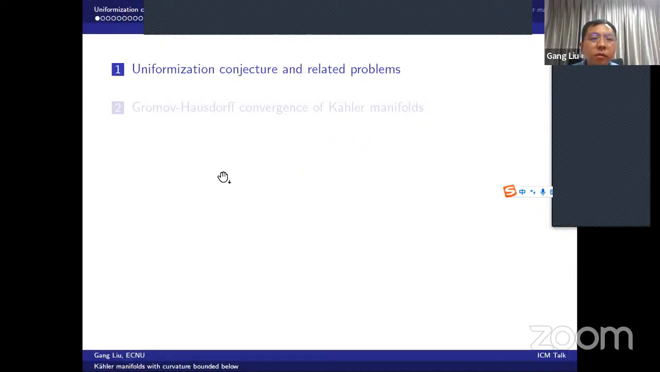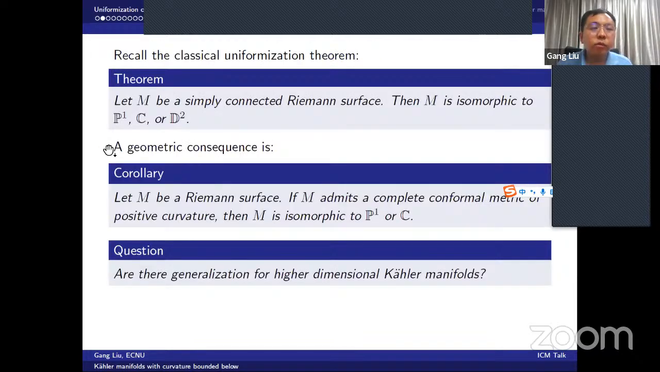So the talk is divided into two parts. The first one is the uniformization conjecture and related problems. And the second would be about the Gromov-Hausdorff convergence on Kähler manifolds. Okay, so let us start with the classical uniformization theorem. Let M be a simply connected Riemann surface. Then it is isomorphic to P1, C, or the Poincare disk P2.